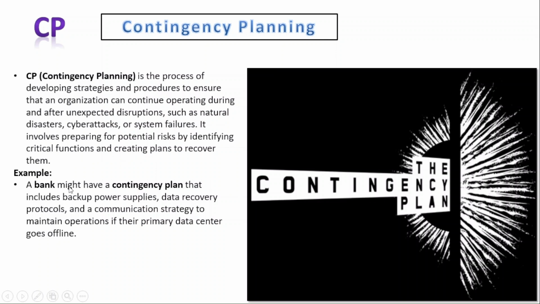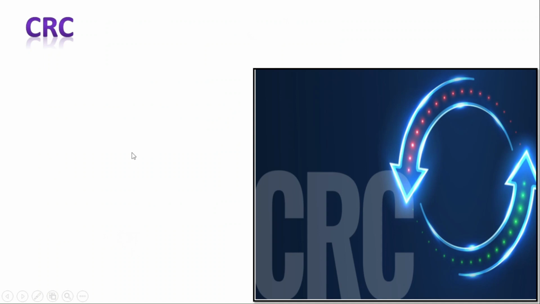Example: a bank might have a contingency plan that includes backup power supplies, data recovery protocols, and a communication strategy to maintain operations if their primary data center goes offline.